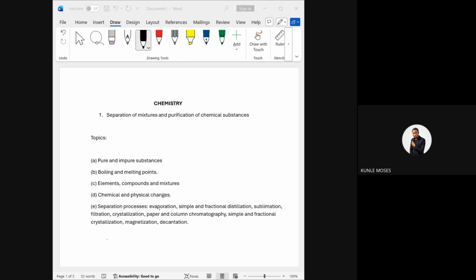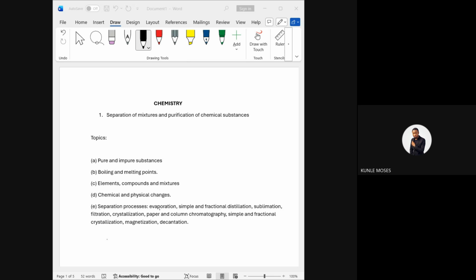And the last two things you need to know at the end of this class is to specify the principle that are involved in each separation method. They ask for principle. What are the principles that are involved in evaporation? What is the principle that is involved in simple distillation or fractional distillation? And they can also ask about the application of basic principle to the separation processes in everyday life. They can ask for the application. So I don't want you to get scared at all. Everything will be fine. Don't worry.